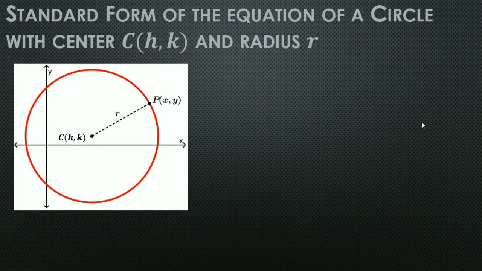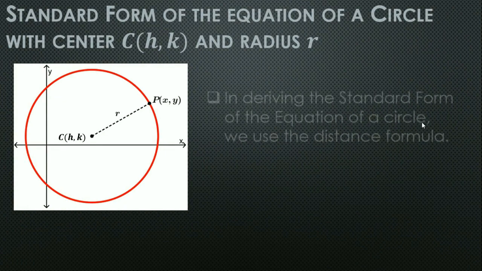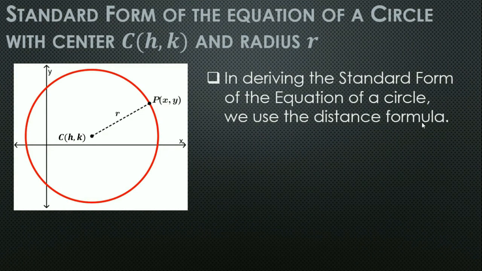Standard form of the equation of a circle with center at (h, k) and radius r. In deriving the standard form of the equation of a circle, we use the distance formula. So, ano ba yung distance formula natin? We have d is equal to the square root of (x sub 2 minus x sub 1) squared plus (y sub 2 minus y sub 1) squared.